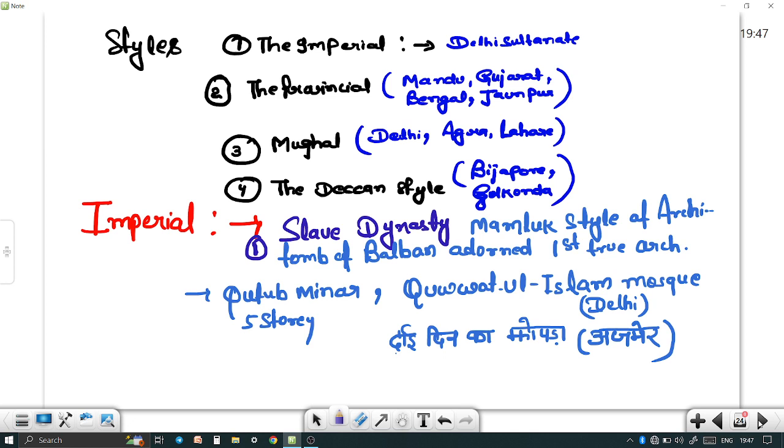The minar has a mix of polygonal and circular shapes, and it is largely built of red and buff sandstone with some marble in the upper stories. It is characterized by highly decorative balconies and bands of inscriptions intertwined with foliated designs. This Slave dynasty also built Quwwat-ul-Islam Mosque, basically also built by Qutbuddin Aibak around 1197 AD. And then Adhai Din Ka Jhonpra in Ajmer. These were all the kinds of architecture found in the imperial style in the period of the Slave dynasty.